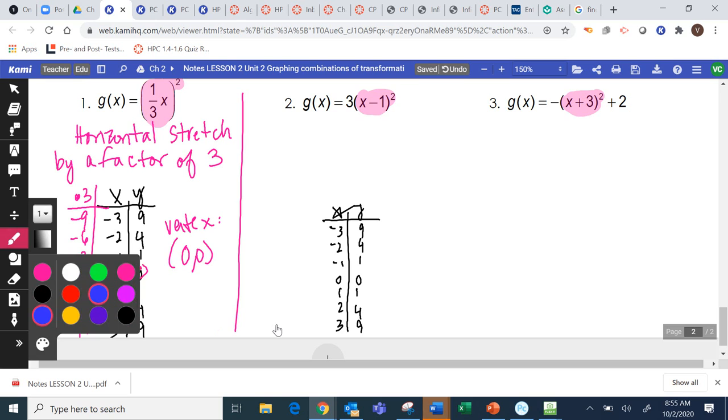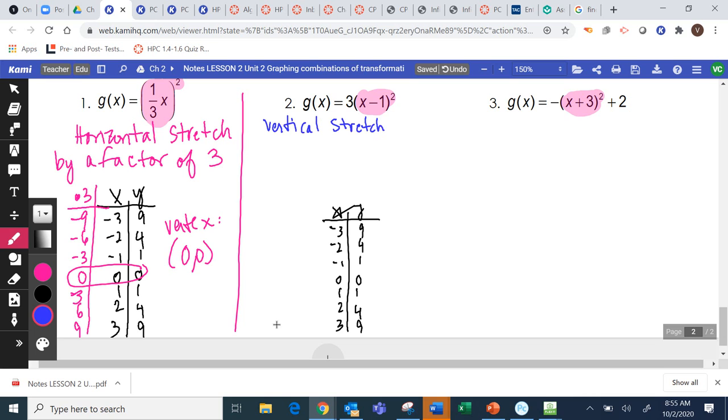All right, my next one, the 3 on the outside is vertical. So vertical stretch by a factor of 3. And then that -1 on the inside is horizontal. It's subtracting, adding or subtracting is translate. And we do the opposite. So this says -1. I'm going to translate, instead of the minus direction, I'm going to add. So translate to the right 1 unit.